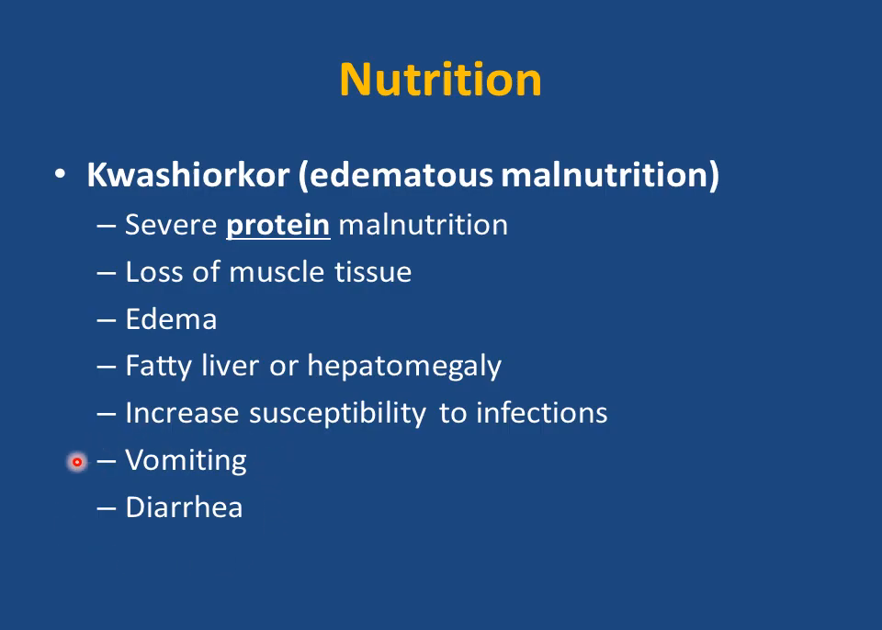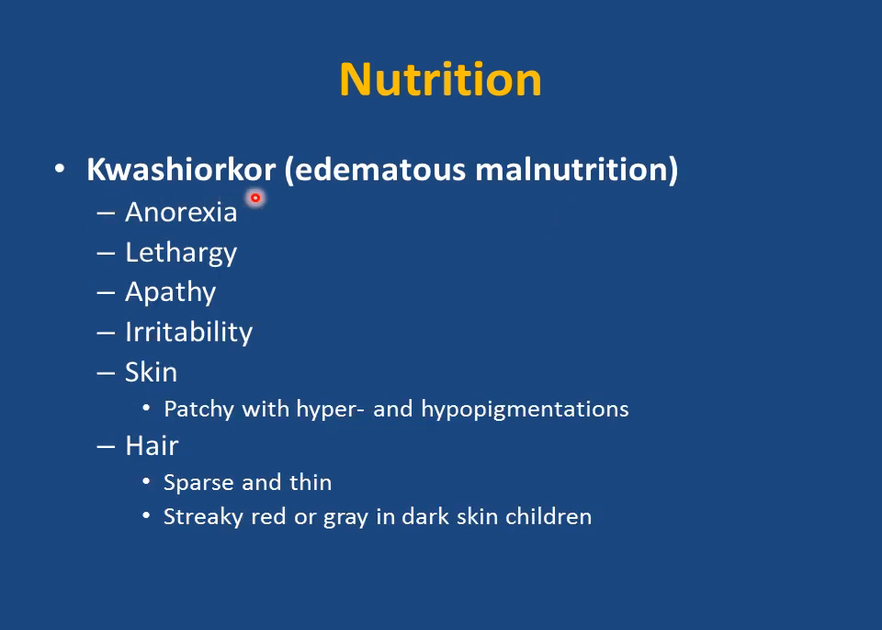So these kids always have infection somehow, and if you combine infection and energy loss with a decreased protein intake, you end up with kwashiorkor or edematous malnutrition. Children with protein malnutrition also present with anorexia, lethargy, apathy, irritability. Their skin has a mosaic appearance, a combination of hyper and hypopigmentation due to loss of zinc.